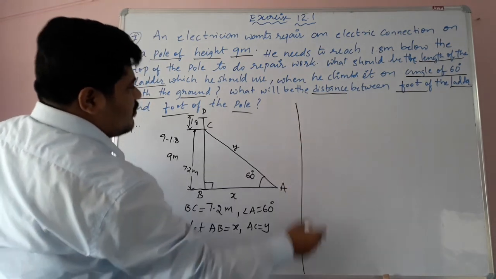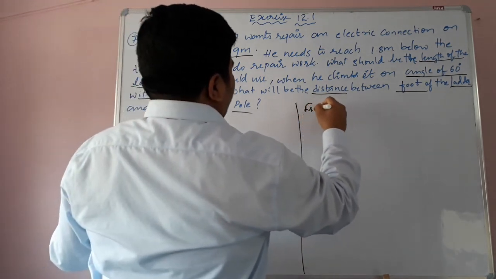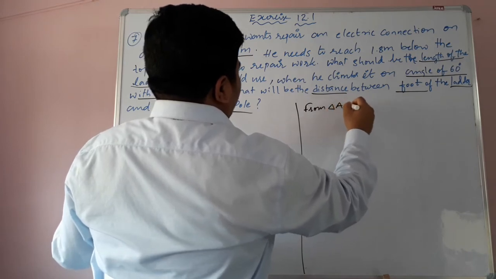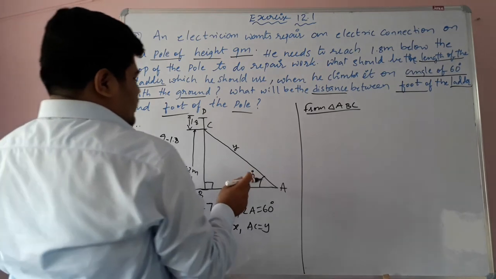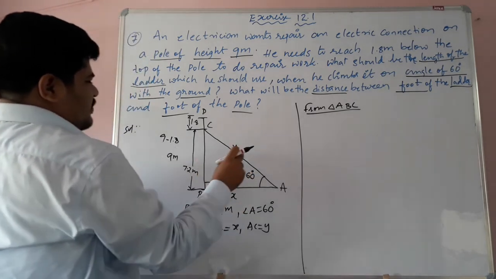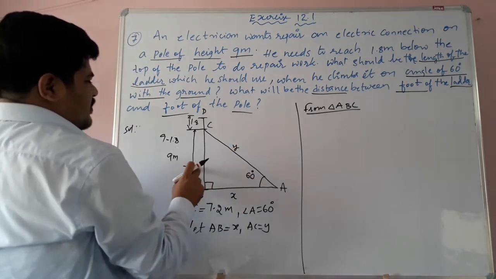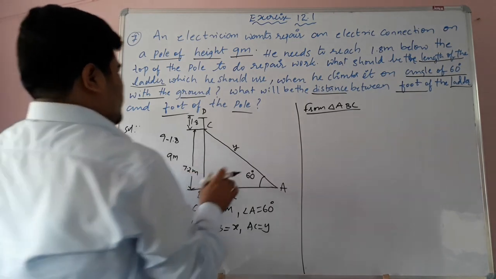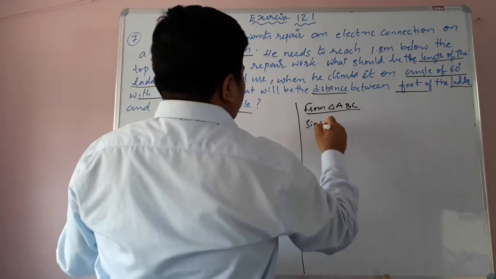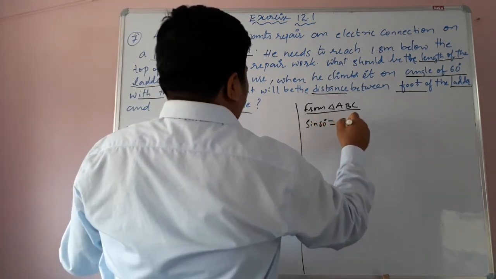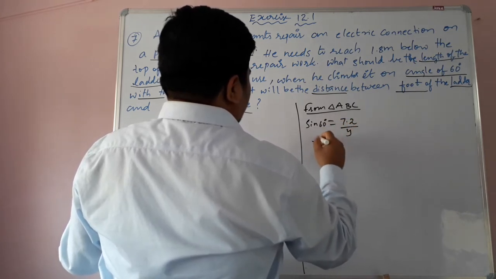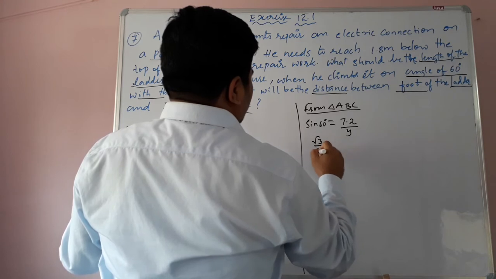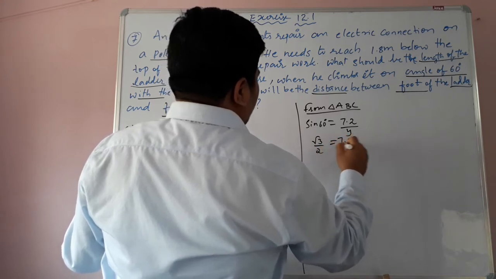Now from triangle ABC, I am taking opposite side to hypotenuse, which is called sin theta. So sin 60 degrees is equal to the opposite side, which is 7.2, by the hypotenuse, which is y. Sin 60 value is what? Root 3 by 2. That is equal to 7.2 by y.